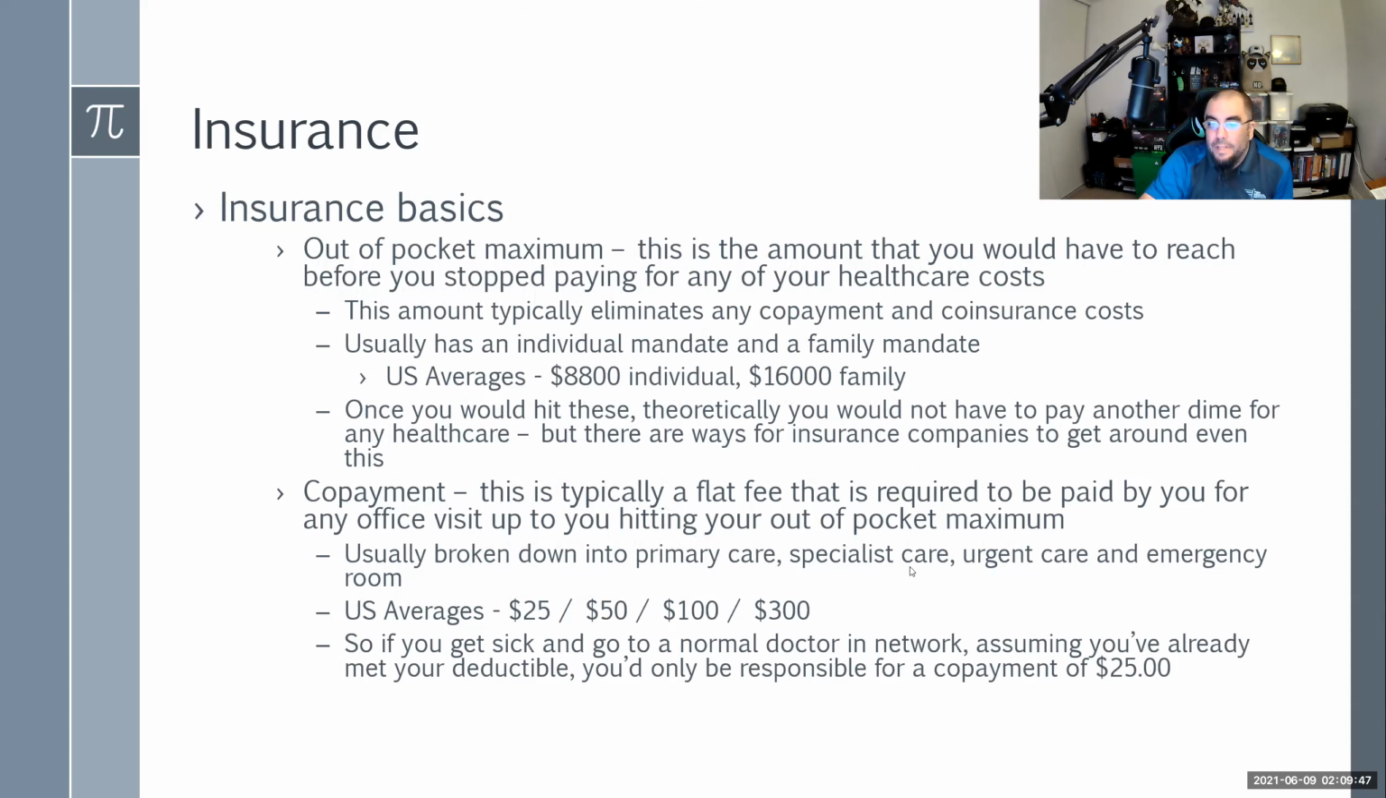A copay is typically a flat fee that is required to be paid by you for an office visit, up to you hitting your out-of-pocket maximum. It's usually broken down into primary care, specialist care, urgent care, and emergency room. In the United States, the average is about $25 for primary care, $50 for specialist, urgent is about $100, and going to the emergency room is about $300. So if you get sick and go to a normal in-network doctor, assuming you've met your deductible, you'd only be responsible for about a $25 payment.